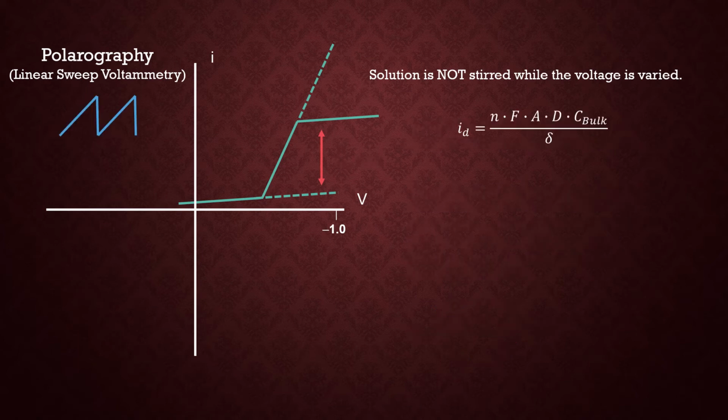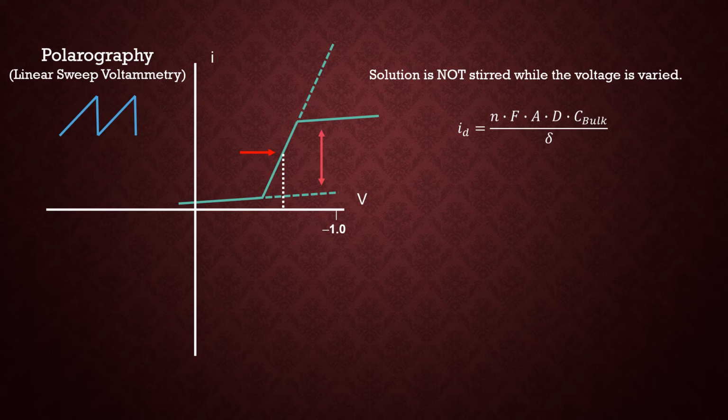Okay, so we've accepted this fact that the diffusion current is proportional to the bulk concentration. We're going to now look at the significance of this halfway point, namely what's called the 1/2 ID, and the voltage where that occurs. So our motivation here is to get some information out of the polarogram or the voltammogram.